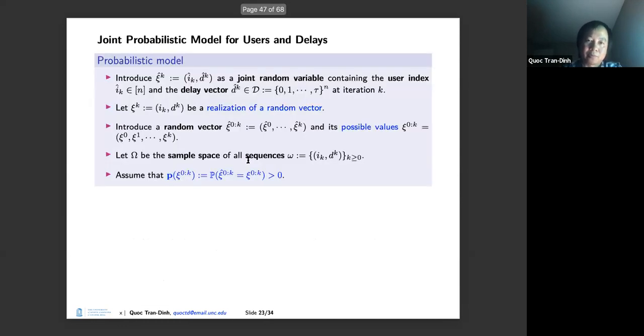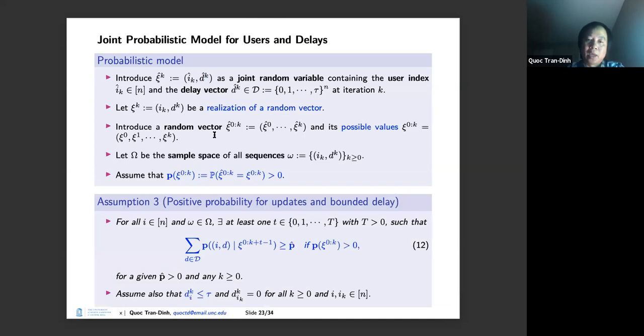We adopt some recent models, called probabilistic models, from some recent works, in order to allow that the index of the active users and the delay vector could be dependent. So they are not necessarily independent. That new model allows us to handle a somewhat broader class of architectures in the asynchronous system.